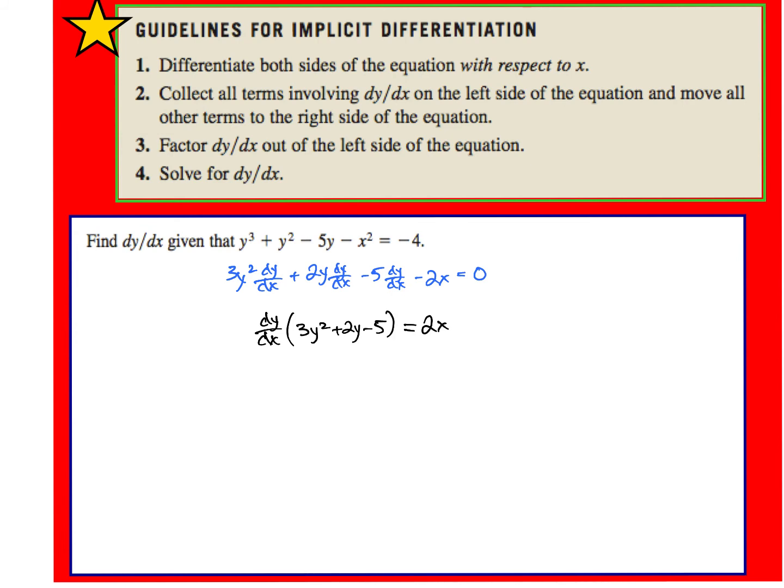And so let's solve for dy/dx. What are we going to do? We're just going to divide by that quantity. So now I have dy/dx is equal to 2x over 3y squared plus 2y minus 5. Can you factor 3y squared plus 2y minus 5? I don't care to. Maybe. But it's good right there.